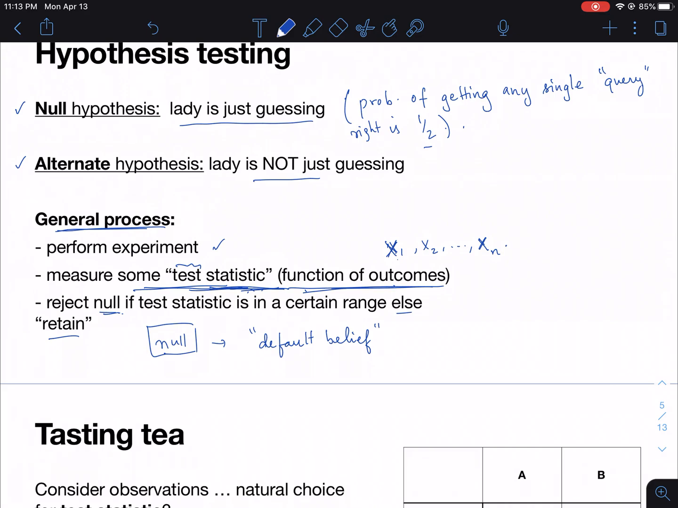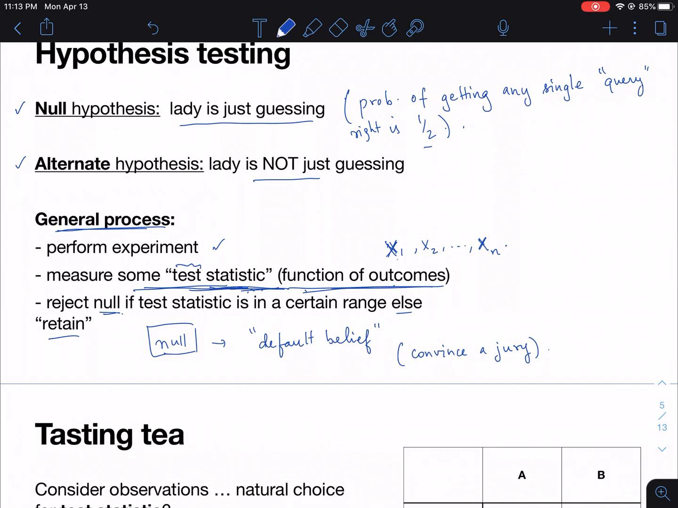Some people also draw the analogy of trying to convince a jury about a certain thing. By default you are innocent unless proven guilty, and then evidence builds up, and after a certain level of evidence, you decide to reject your null hypothesis, which is your default belief. So that's the other analogy that people often make.